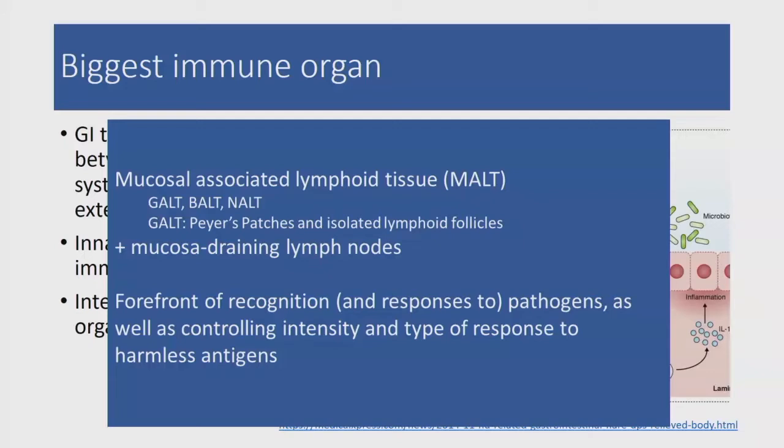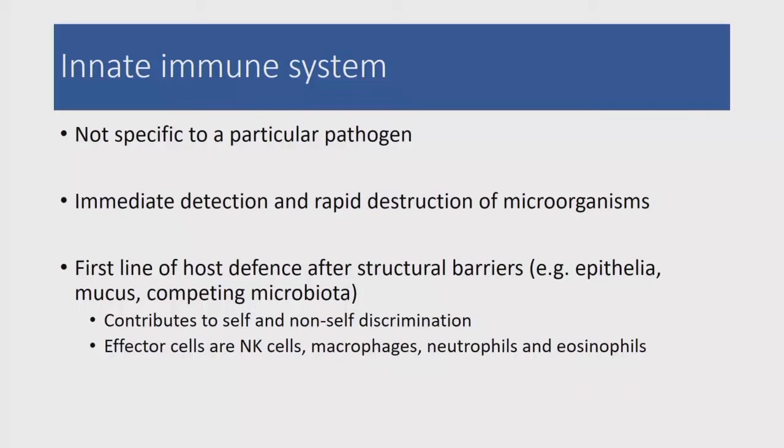So the innate immune system is probably the most important component of this within the gut, and it's the first line of the host defense. There are a lot of structural components, including mucus and epithelium, that are also quite important as well. And the effector cells of this innate immune system are the natural killer cells, macrophages, neutrophils, and eosinophils.